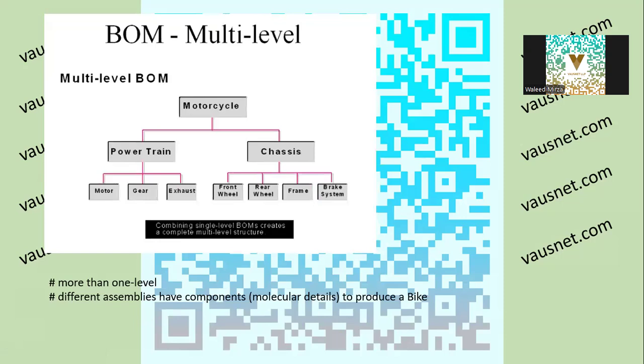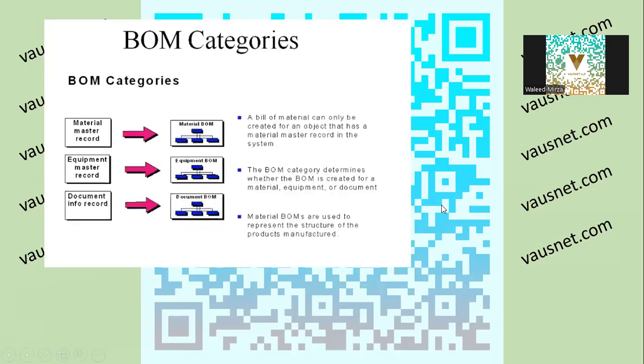Multi-level goes to the molecular level. These assemblies have components. There are categories: material master record, on the basis of which material BOM will be created; and equipment master record, which is used for overhauling and erecting equipment, bigger industrial equipment.